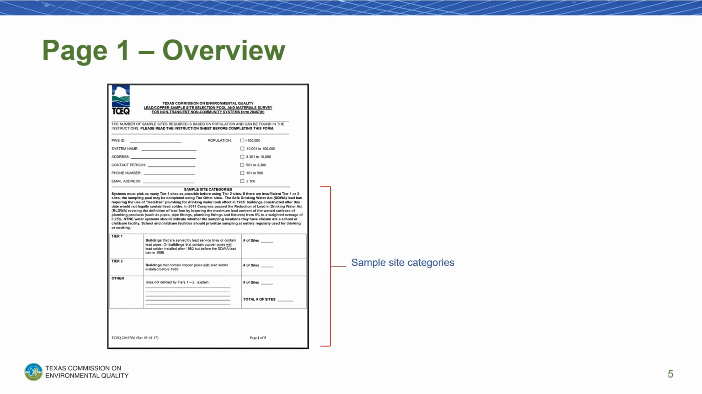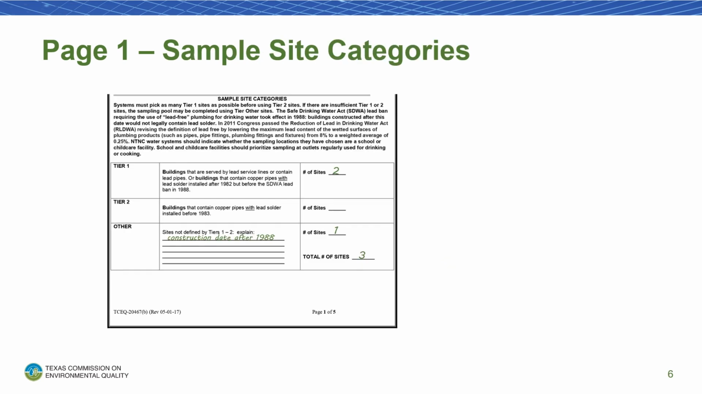In the bottom section, titled Sample Site Categories, you'll specify how many sites of each tier you'll be adding. For example, if you're adding 2 Tier 1 sites and 1 Tier Other site, you would write a 2 and a 1 in the rightmost columns as shown. Then write the sum of all sites on the bottommost line that says total number of sites.